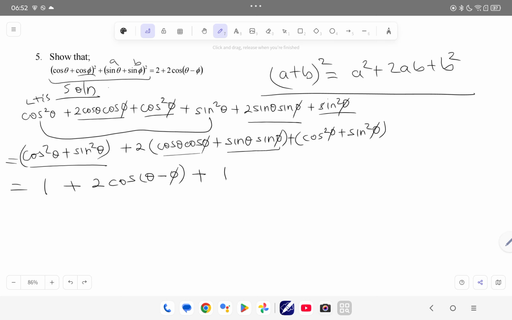Now 1 plus 1 is 2. 2 plus 2 cos theta minus phi. We would have got our right hand side as required. It was about factorize 2, but it is found that in our proof the 2 has been left there the way it is. So that is the end of our proof.